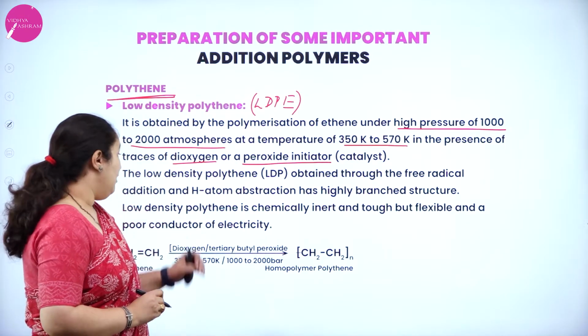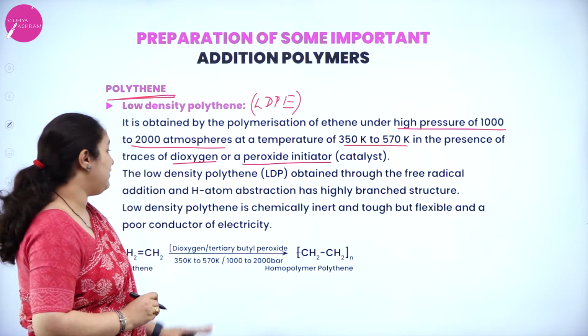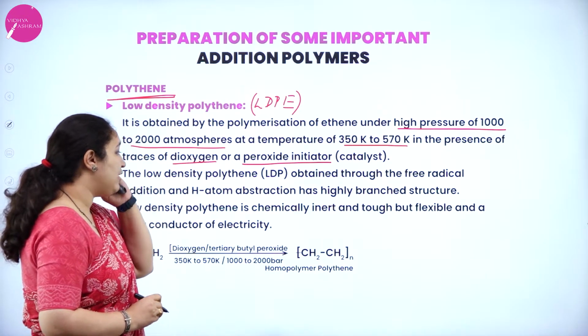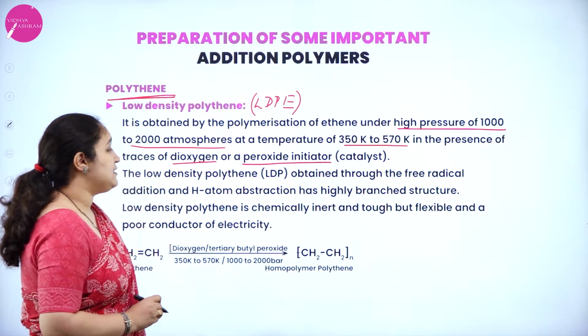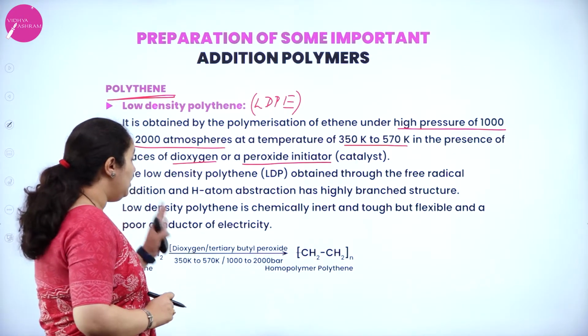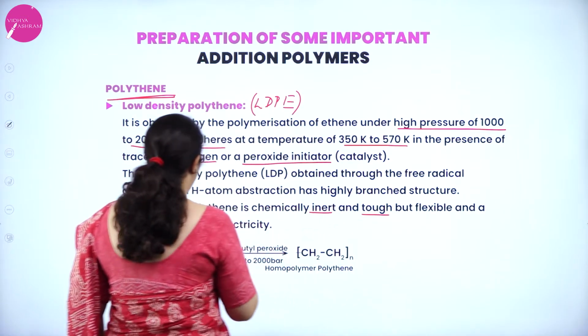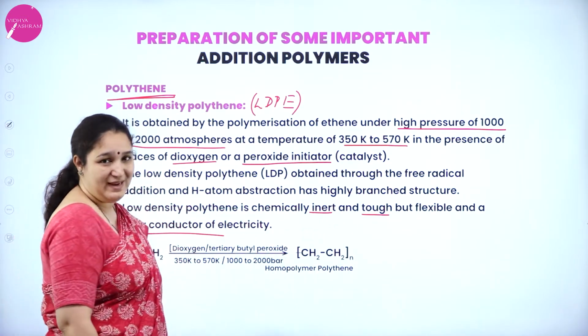Further, low density polythene is prepared by free radical addition and hydrogen atom abstraction, and you get a highly branched structure. Low density polythene is chemically inert, tough but flexible and a poor conductor of electricity.